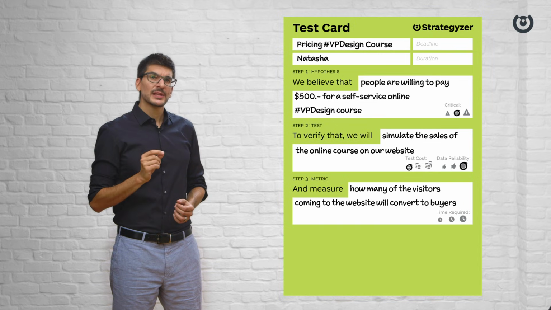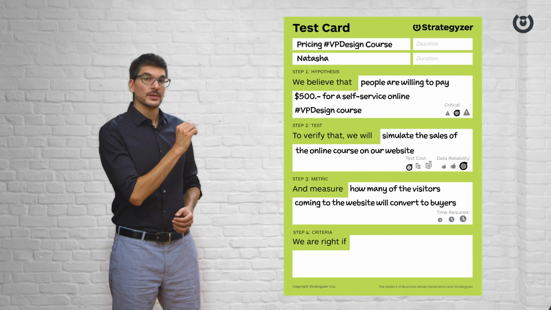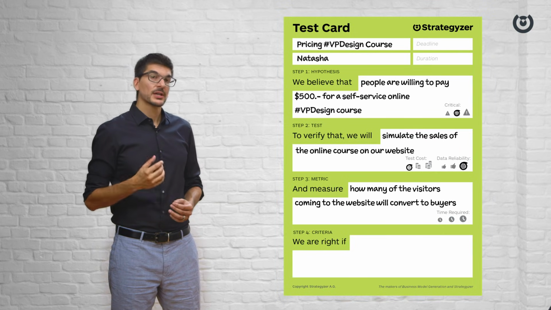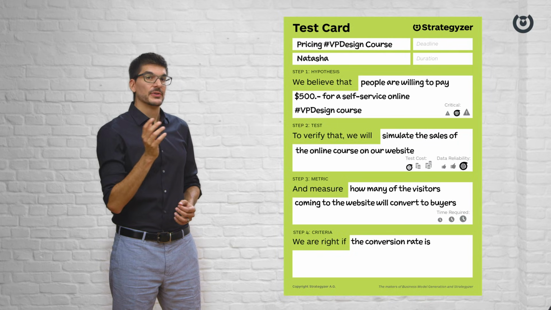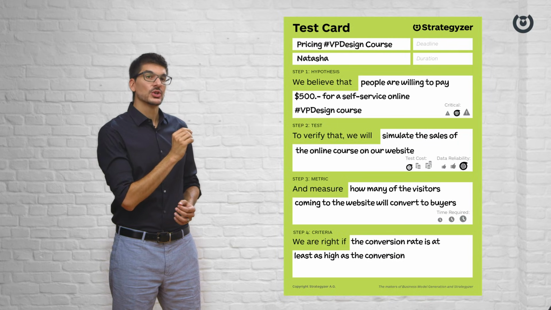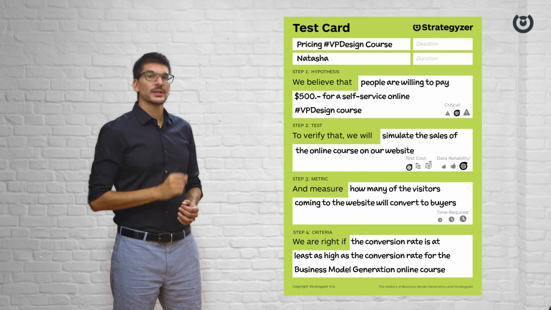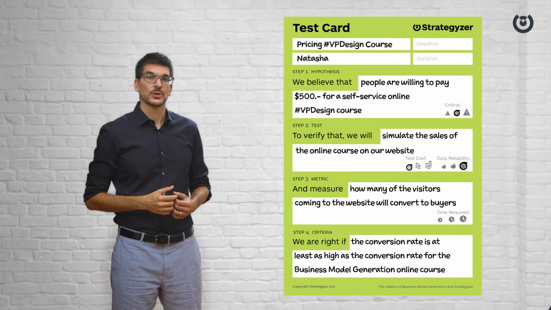And now let's move to the last thing here that you also want to define in your test, the threshold. If your hypothesis was true or false. In our case, we said, we are right with our hypothesis if the conversion rate of this course is at least as good, at least as high as the conversion rate that we had for our last course that sold at $500, the business model generation course.